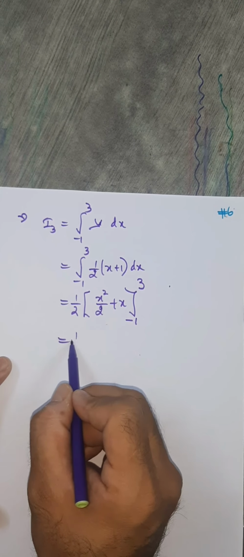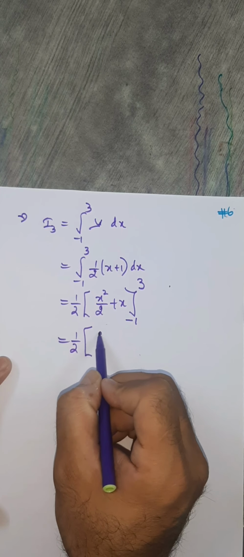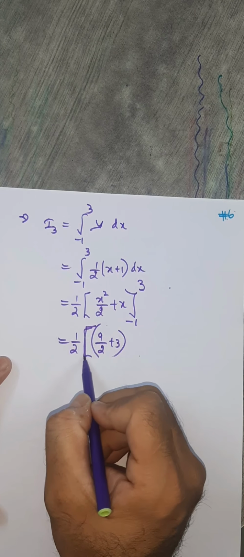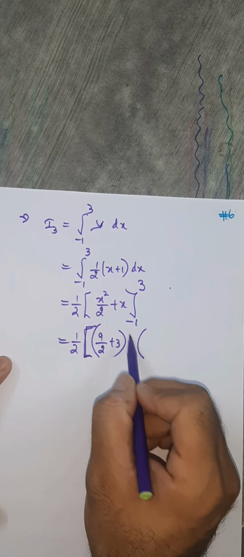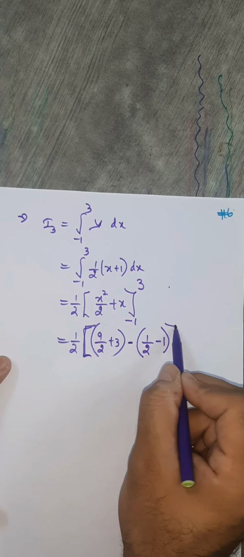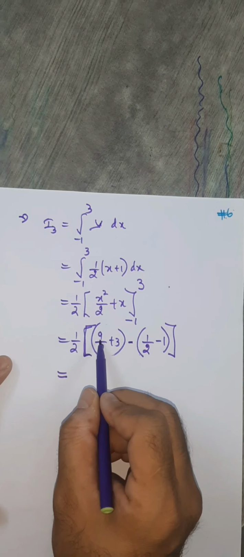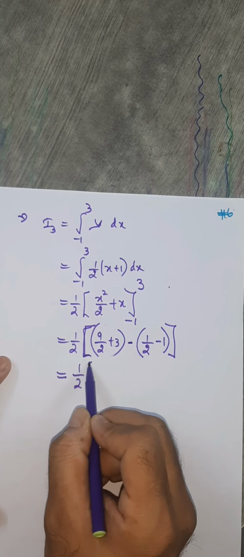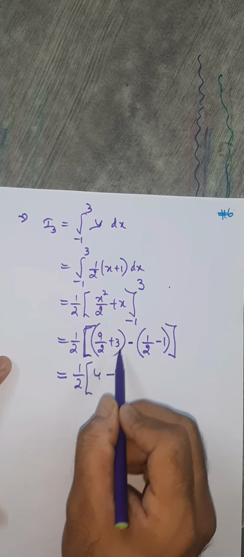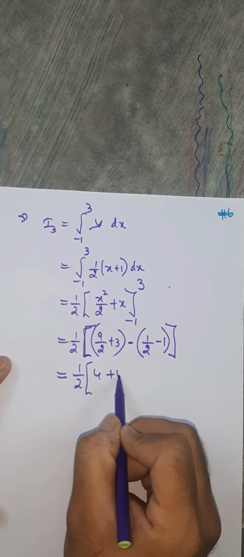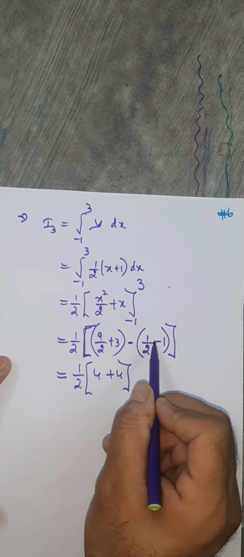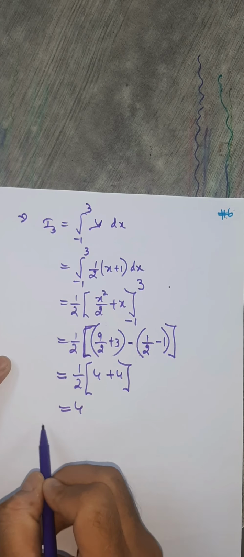Okay. Let's put upper limit first. So 9 by 2 plus 3 minus here 1 by 2 minus 1. So this is 1 by 2. 9 minus 1, that is 8. So here 4 and this would be 4. I repeat, 9 minus 1, 8 by 2, 4. 3 plus 1, 4. 8 by 2, which is 4.